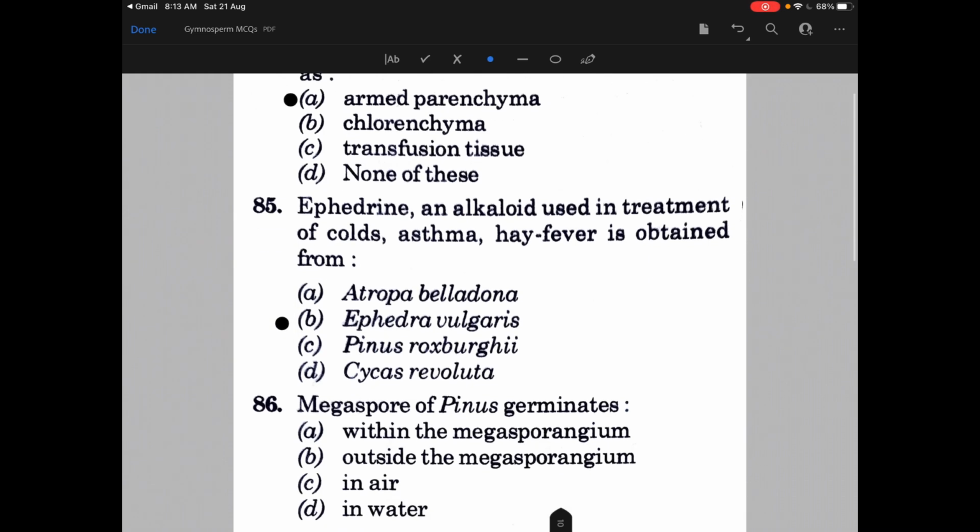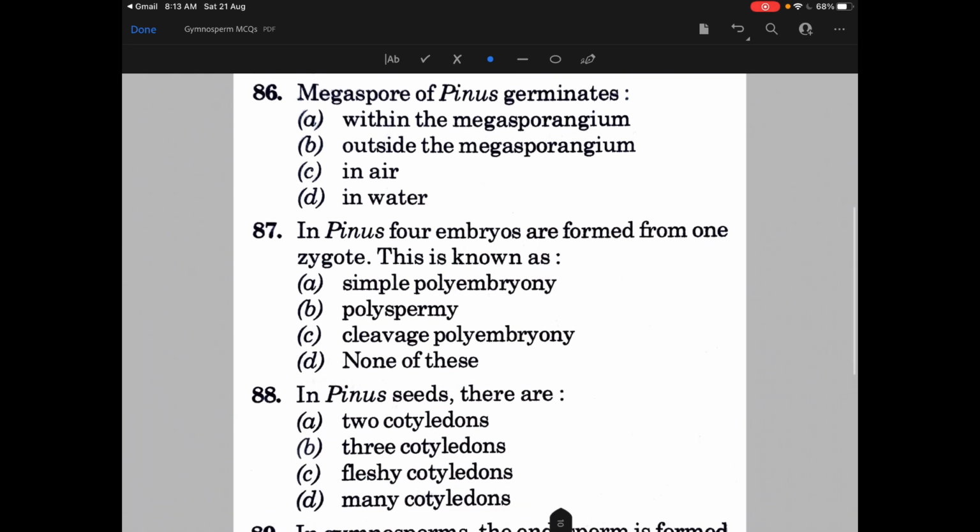Next, megaspore of a Pinus germinates dash, and the answer is A, that is within the megasporangium. In Pinus, 4 embryos are formed from one zygote. This is known as dash. The answer is C, that is cleavage polyembryony. Then, in Pinus seeds there are dash. The answer is D, that is many cotyledons.